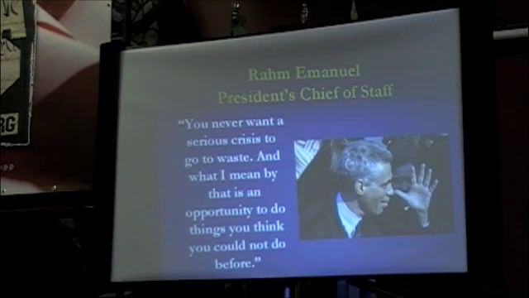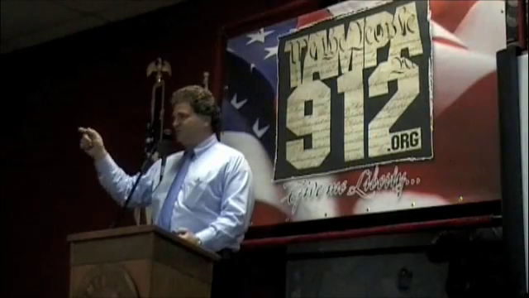Here's the man, Rahm Emanuel. I will never ever put a flattering picture up of this man. You never want a serious crisis to go to waste, and what I mean by that, it's an opportunity to do things that you could not do before. You think you could not do before. And the corollary to that is, if there is no crisis, create a crisis, or pretend there's a crisis.